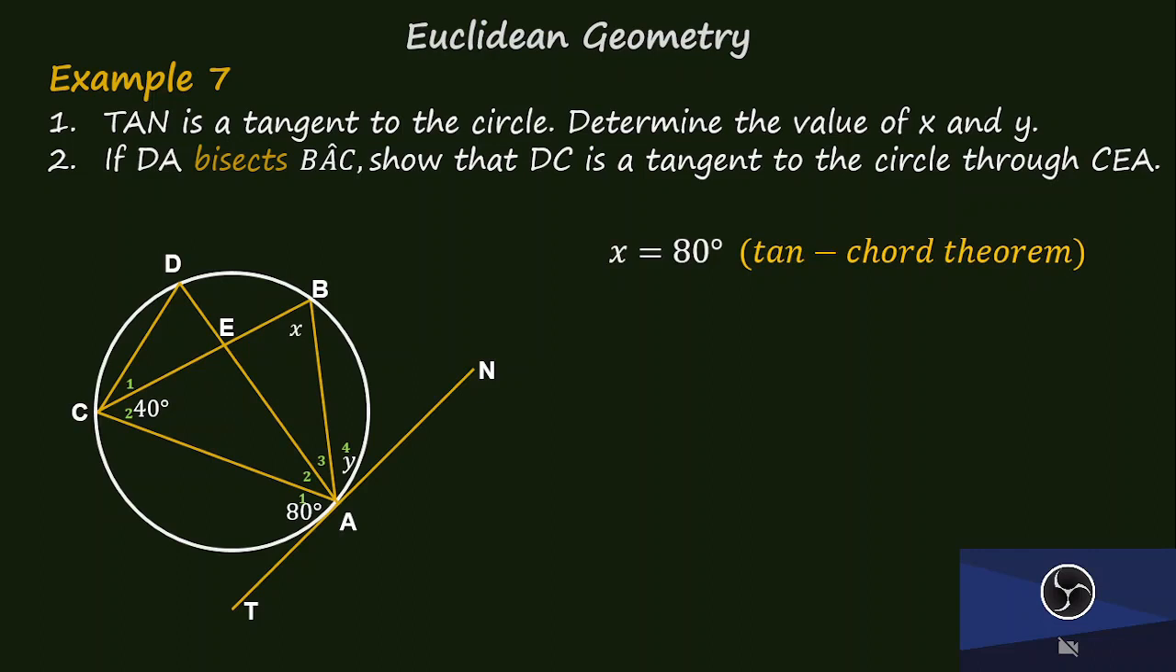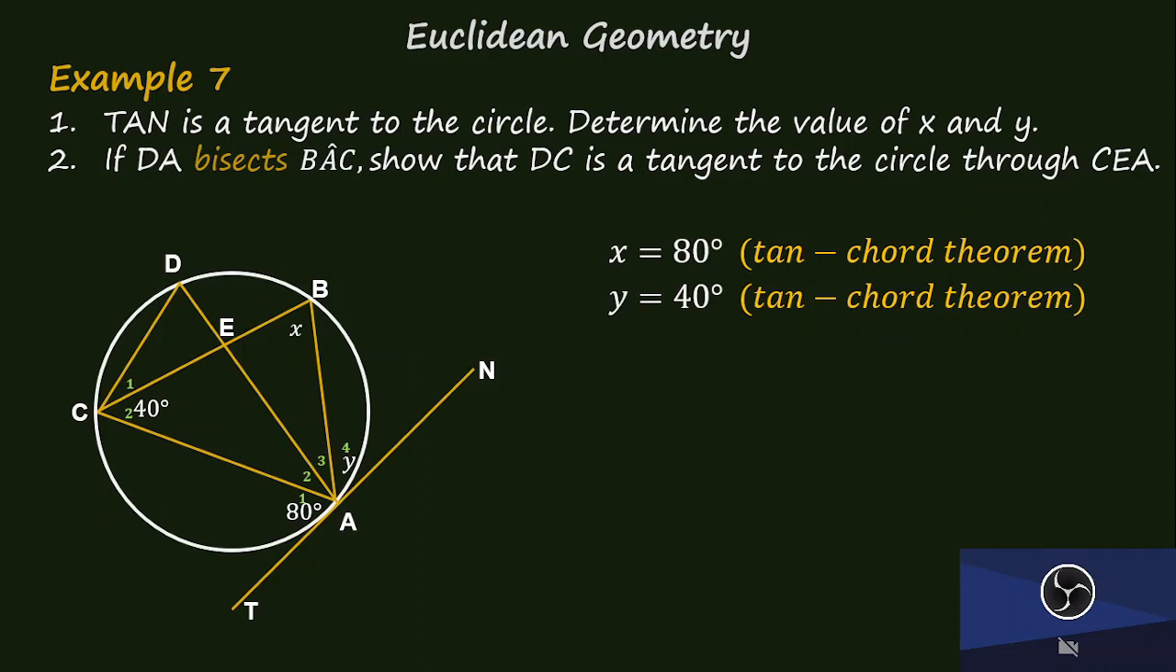It's the tan-chord theorem. Similarly, this triangle ABC has all its vertices touching the circumference, and the tangent touches this point, and we get the angle y. So y will be equal to 40 degrees, which is the tan-chord theorem as well. Now let's go to number 2.